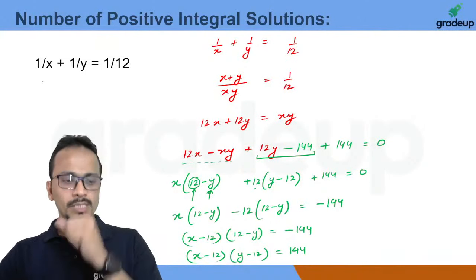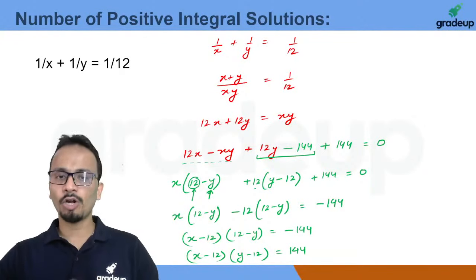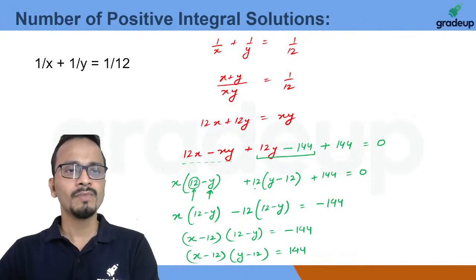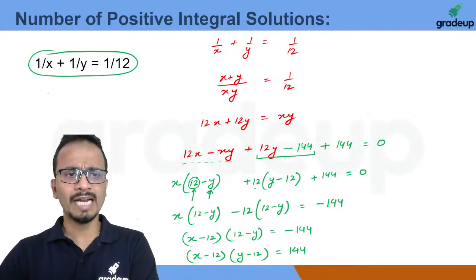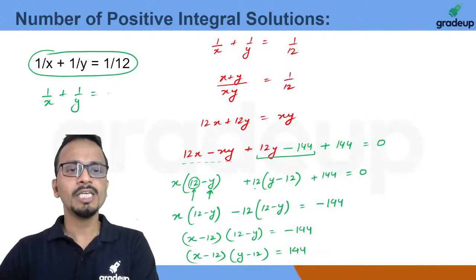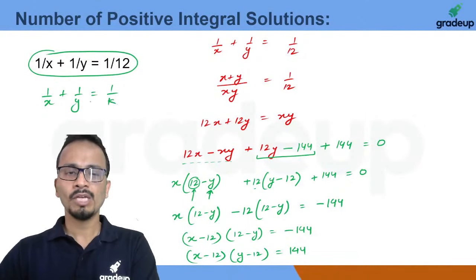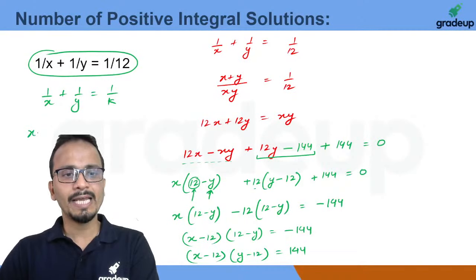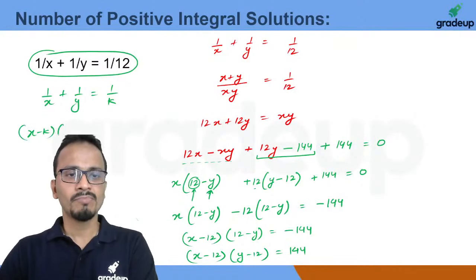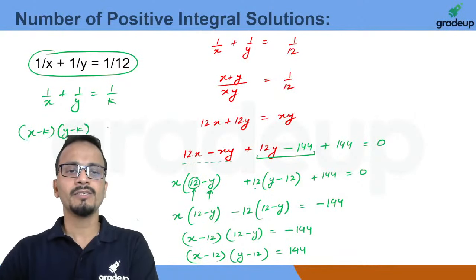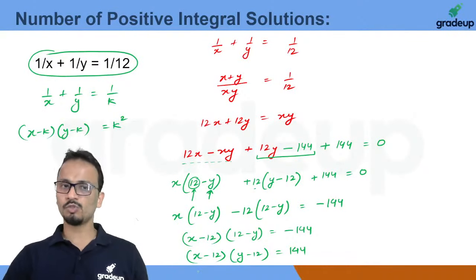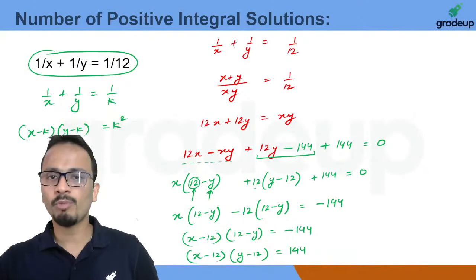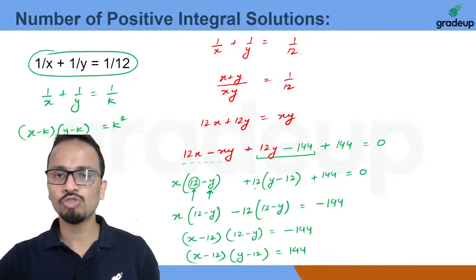Now you can save a lot of time if you have the equation in this form. If you have the equation 1 upon x plus 1 upon y equals 1 upon k, you can directly write it as x minus k into y minus k equals k square. You can compare it. This is what I have done. The equation was 1 upon x plus 1 upon y equals 1 upon 12.